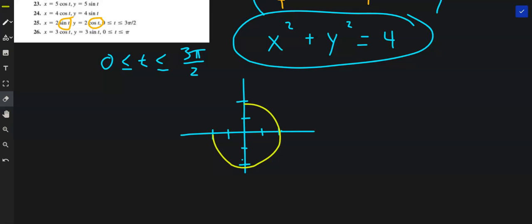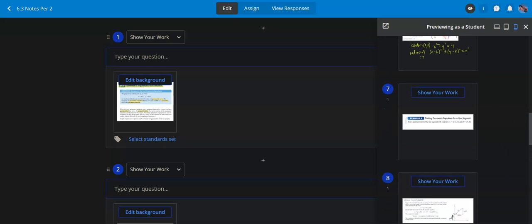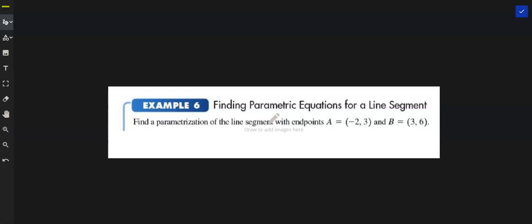Okay, are there any other questions before I move on? So I need to get through these notes, so let's move on. Page 7.